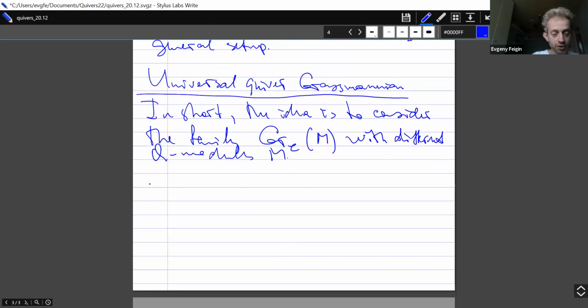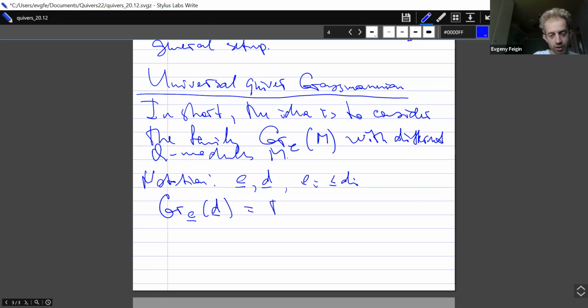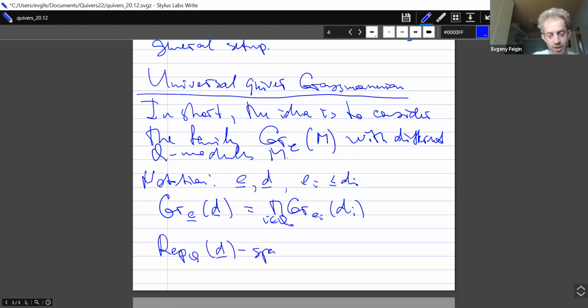So what's the definition? First of all, let us introduce the following notation. We take our E and our D with the usual condition that E_i is less than or equal to D_i. And then we consider Gr(E, D). It's just a product of Grassmannians Gr(E_i, D_i), like a product of classical Grassmann varieties. And also recall the notation for Rep(Q, D). This is the space of D-dimensional representations of Q.